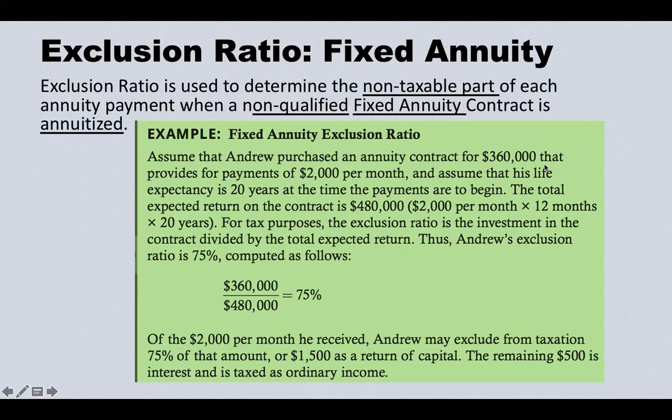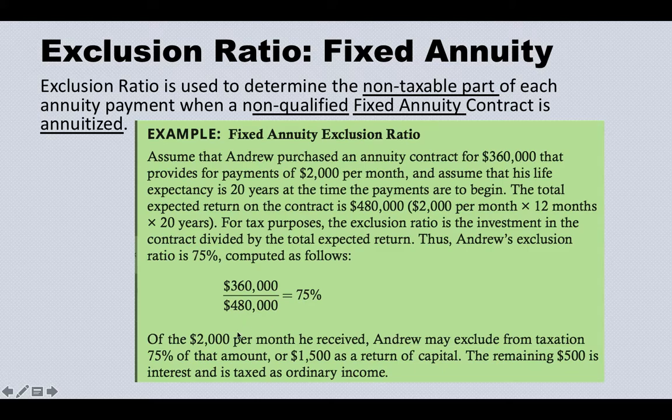Basically, your principal is $360,000. Then you expect to get $480,000. So you will get a 75% exclusion ratio. So basically, your monthly payment is $2,000. 75% of it, which is $1,500, is a return of your capital, your original basis, so it's not taxed.